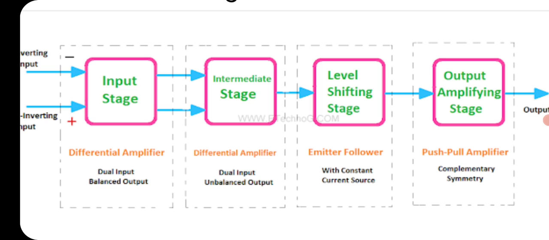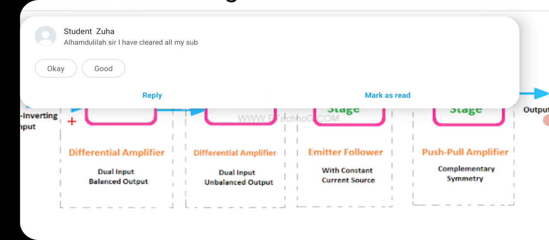In the input stage, the output was balanced because it was giving out two outputs, whereas in the intermediate stage it is giving out a single output. Two is made into one. So this makes it unbalanced. This is why it is denoted as an unbalanced differential amplifier output, because it takes two inputs and gives out only one output.